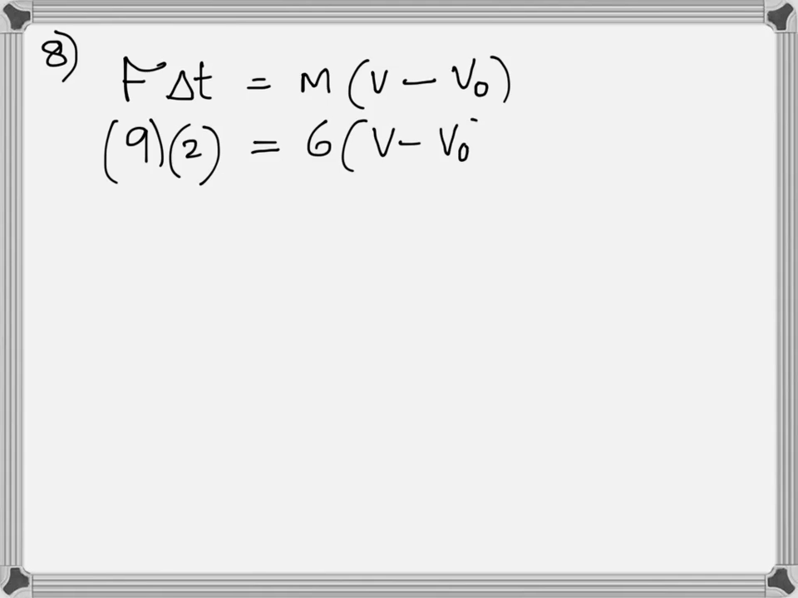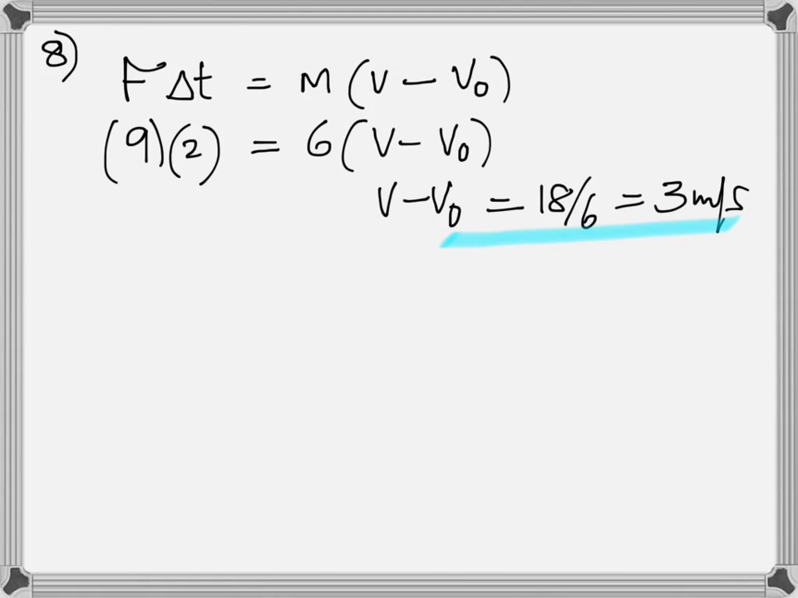And one of the velocities is given as what? No, the velocity is not given. You're just asked to find the change of velocity. Isn't v minus v naught the change in velocity? Yeah. So that's what you're trying to find. So you get 3 meter per second.